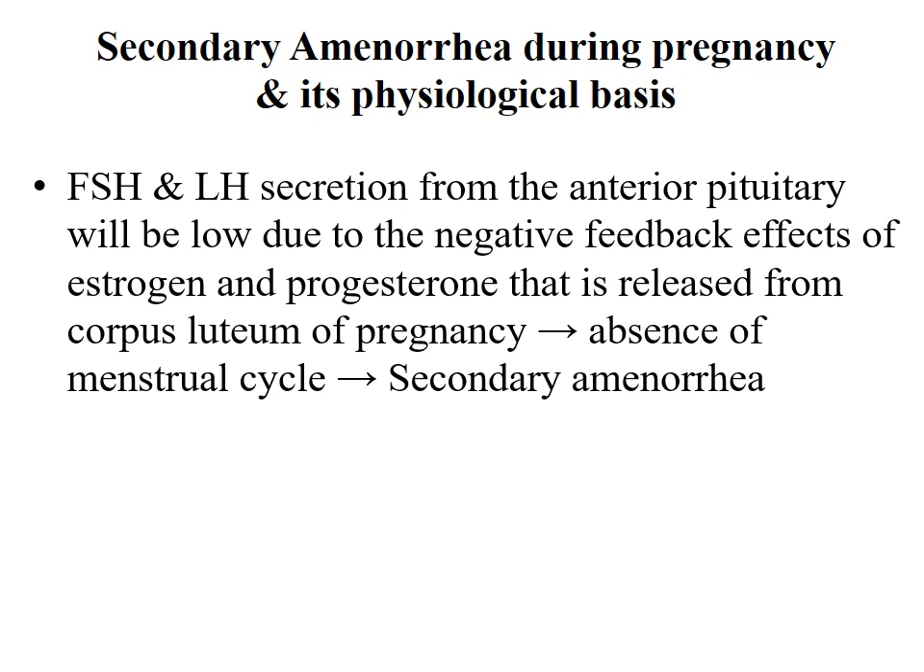So that is called the corpus luteum of pregnancy, which continuously releases estrogen and progesterone, and that amount of estrogen and progesterone inhibits FSH and LH through negative feedback. If FSH and LH stop, ovulation also stops, and there is absence of the menstrual cycle. That condition is called secondary amenorrhea, and pregnancy is one of the causes of secondary amenorrhea.